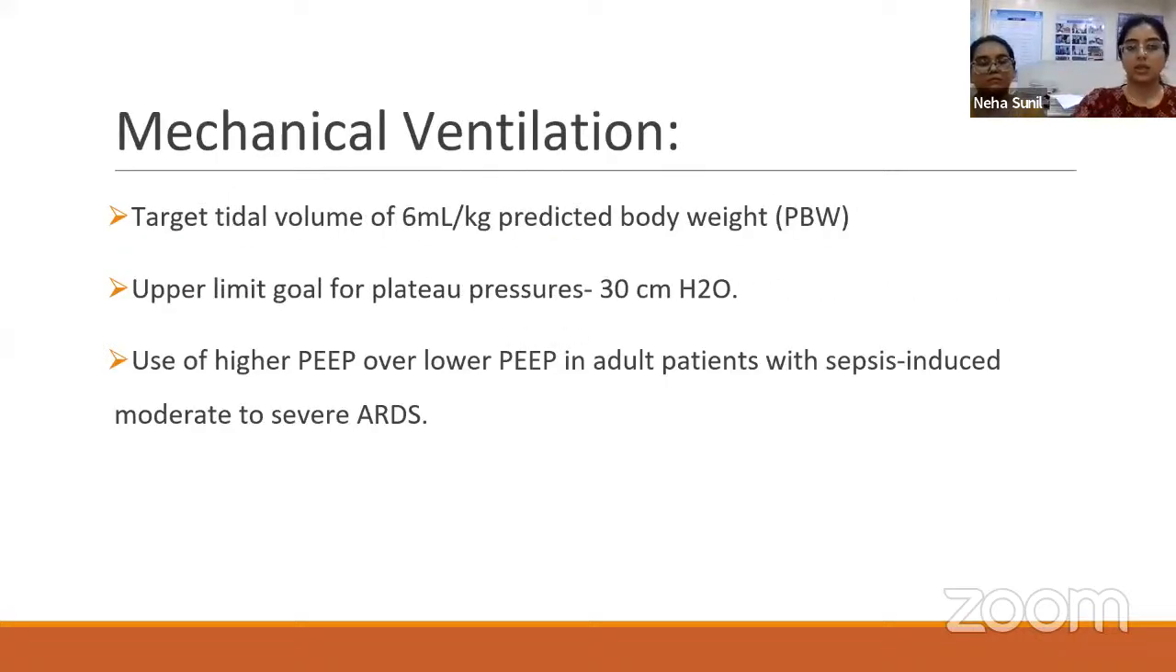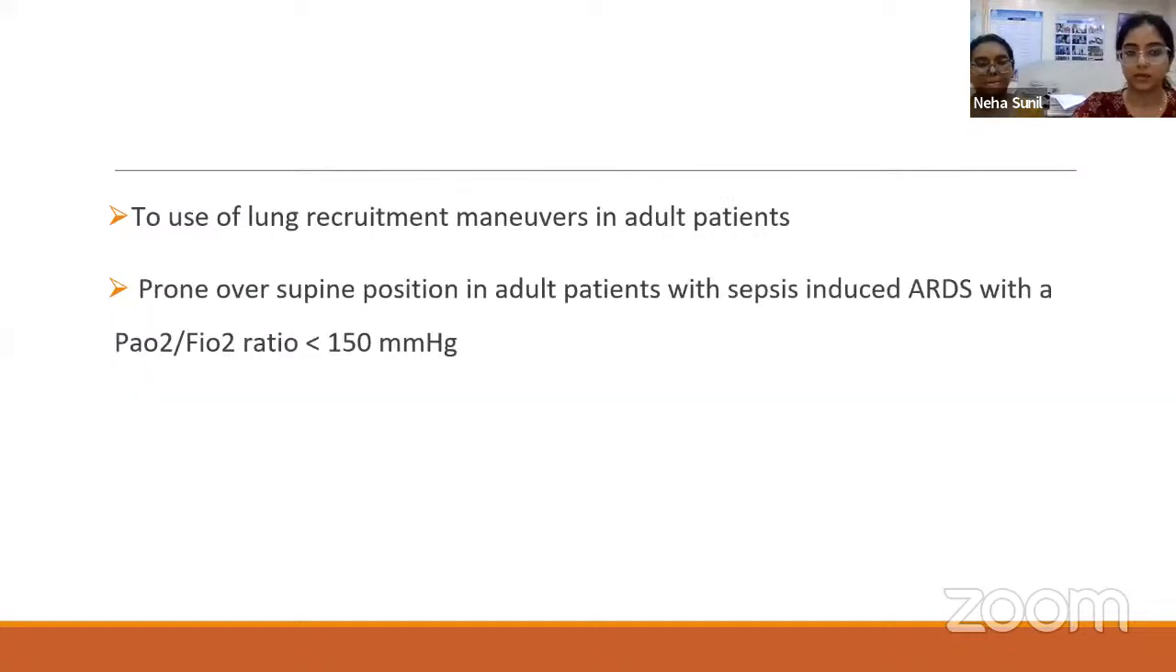Coming to mechanical ventilation, target tidal volume, we provide lung protective ventilation. So target tidal volume of 6 ml per kg of predicted body weight is administered. The upper limit for plateau pressures is 30 centimeters of water, and use of higher PEEP over lower PEEP in adult patients with sepsis-induced moderate to severe ARDS is given. We also use lung recruitment maneuvers. Basically, we increase the transthoracic pressure by increasing the end-expiratory volume, and this recruits all the alveoli that are collapsed. So this helps the patient with better oxygenation.